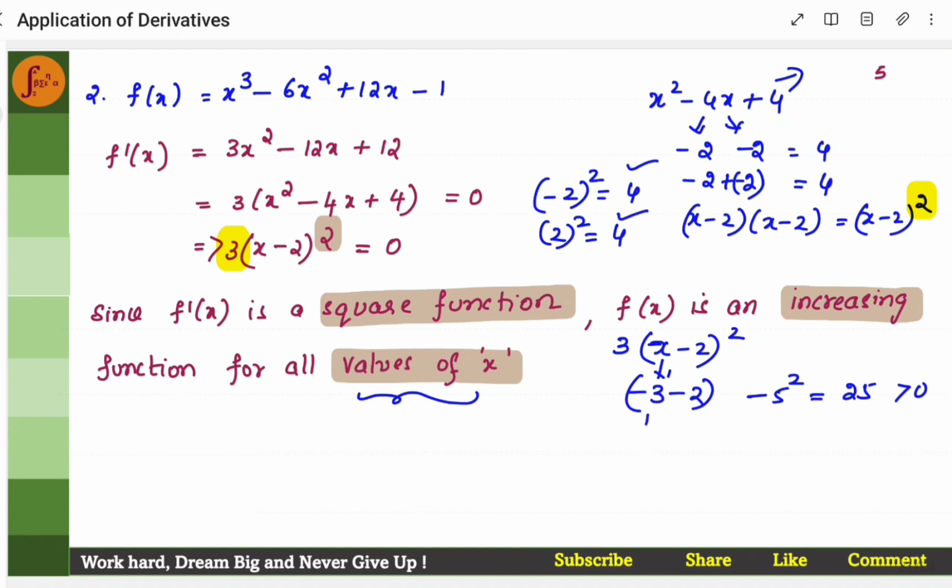Now I'll take x is equal to plus 3. So it will be 3 minus 2 the whole square. This will be 1 square. 3 into 1 is 3, greater than 0. In both the cases, values will be greater than 0. You can take any value of x and cross verify. That's why we say this particular function is an increasing function for all values of x. This is very important. For all values of x.